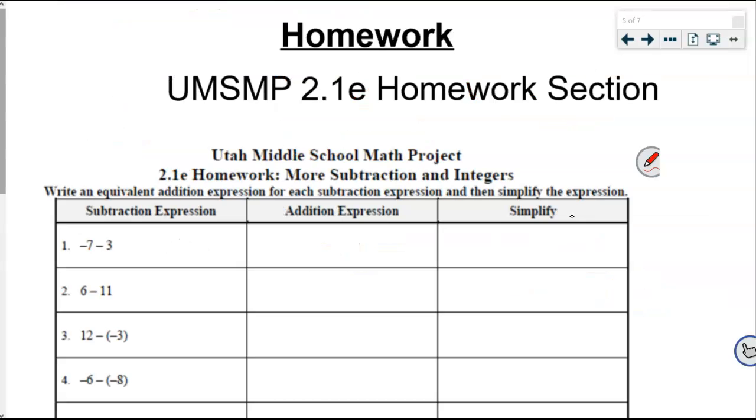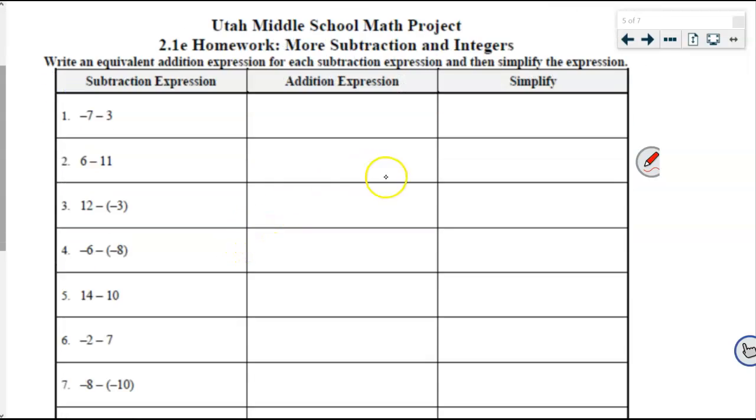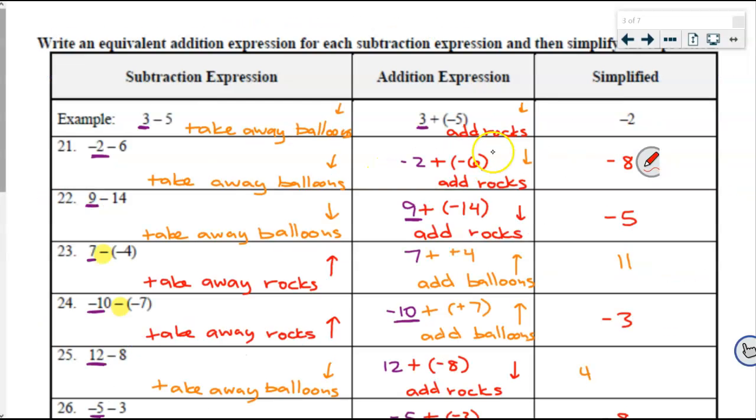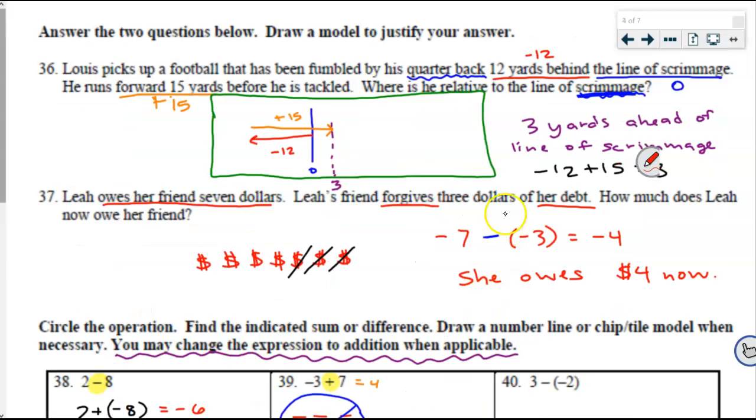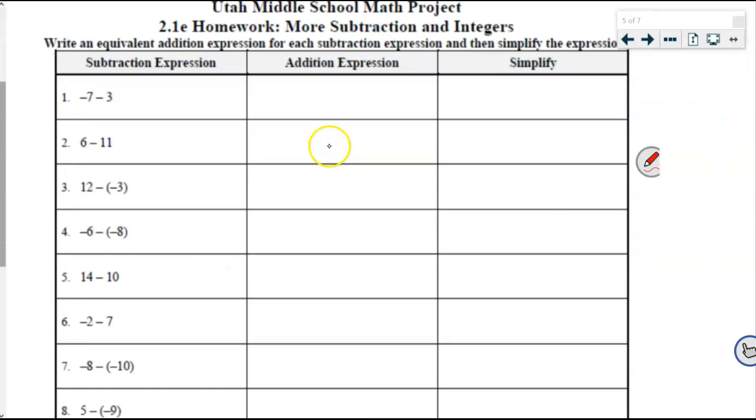All right, the rest is homework. So this homework is just like what we have done in class. This set right here is just like this set here. Write down what's happening. Taking away balloons makes the basket go down. We can make the basket go down by adding rocks. Or taking away rocks makes the basket go up. I can also make the basket go up by adding balloons. That's what you're going to be doing for that first set of problems.